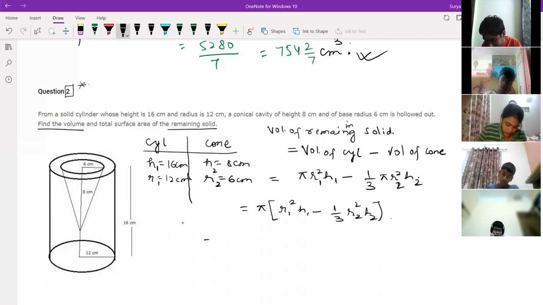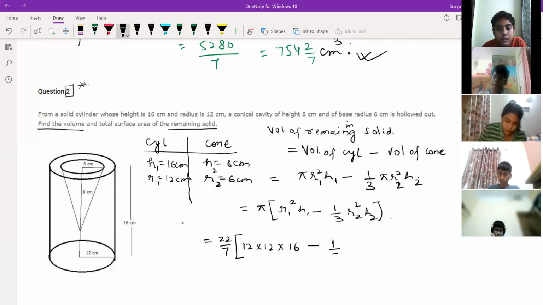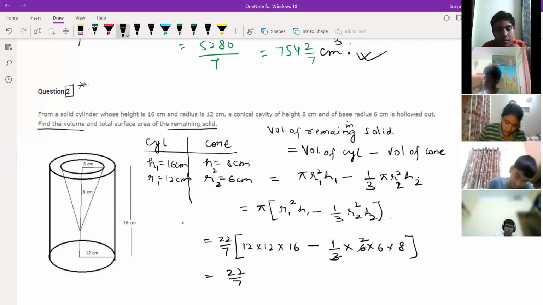Okay. So pi is 22 by 7, in bracket R1 square. So R1 is 12 into 16, minus 1 by 3, R2 is 6 into 6 into 8. Okay. So 3 2s are 6. Now 22 by 7. We can take common again, children, here. 6 2s are 12, right? And here also 12. We can take it common.